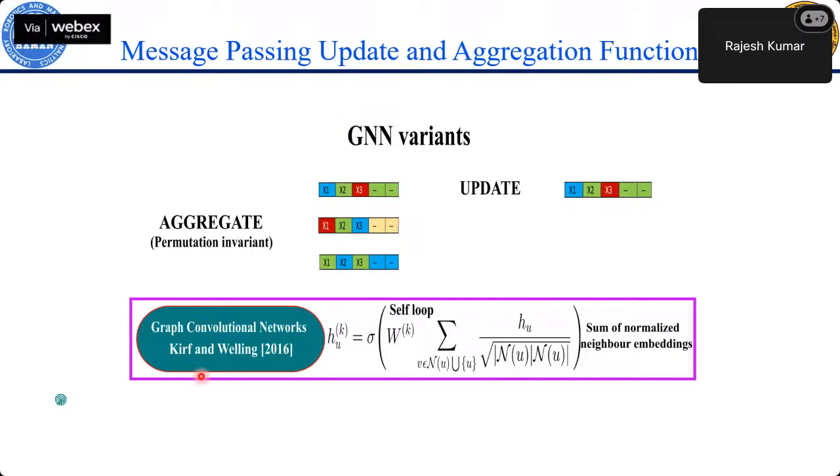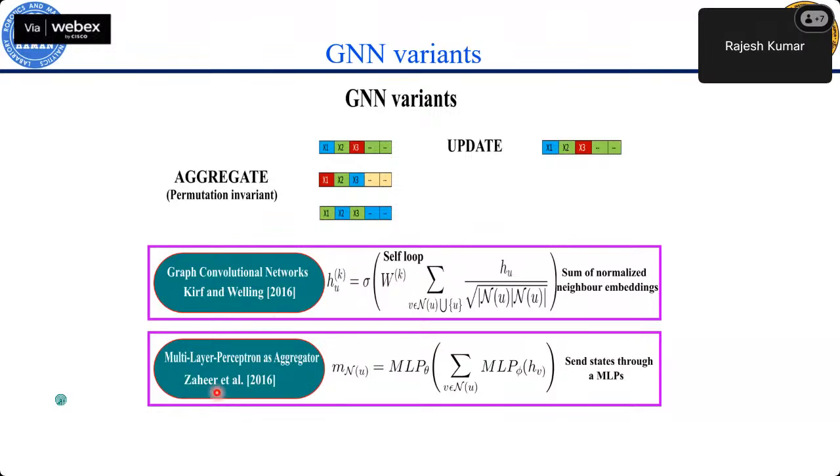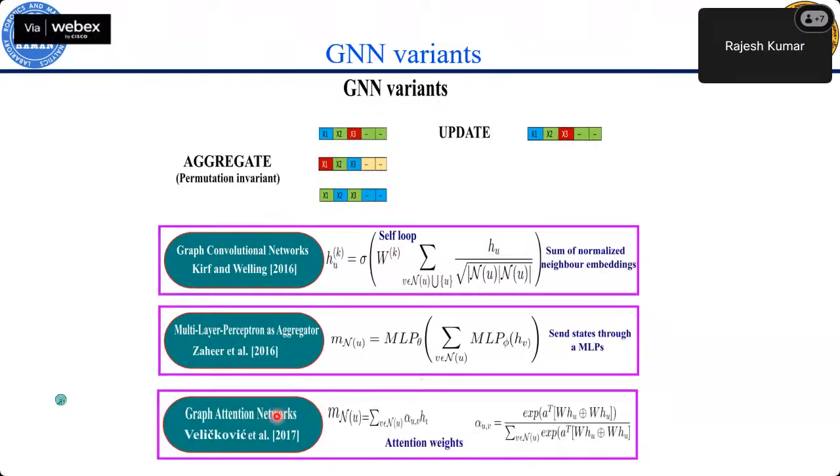So say this one is one. This one was proposed in 2016 by Kipf, a very popular one, GCN, Graph Convolution Network. You can see here how they are updating it. They are updating as a sum of the normalized neighbors. So they take the sum of the neighbor information, take normalization of it, and pass it through a nonlinear function. This is the aggregation technique they have adopted. In another one, which was the multi-layer perceptron, they have used an MLP to aggregate the information from others.